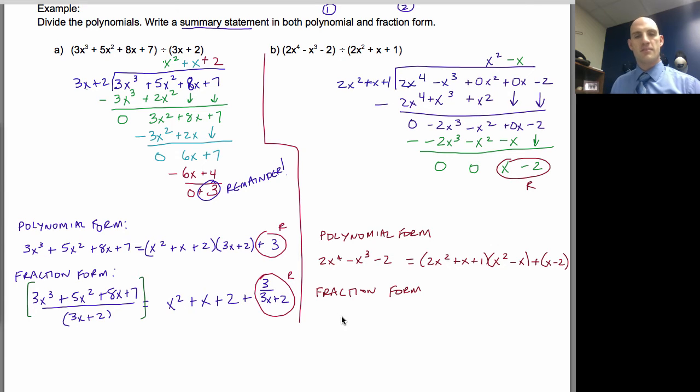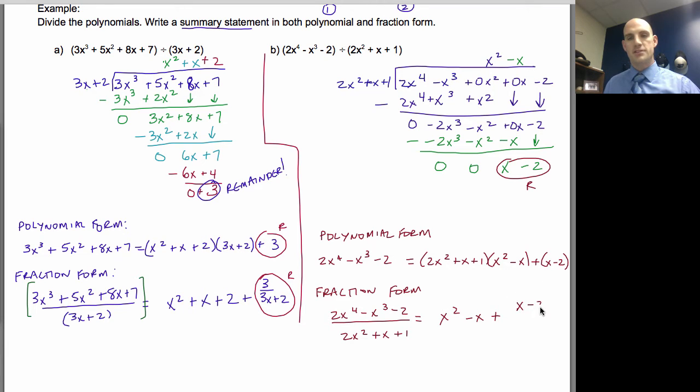It's going to be a rewrite of my original problem: 2x to the fourth minus x cubed minus 2 over 2x squared plus x plus 1 is equal to my answer, x squared minus x, plus my remainder, x minus 2 over 2x squared plus x plus 1. Okay, so here are my two forms.